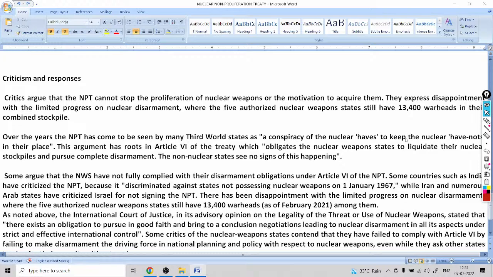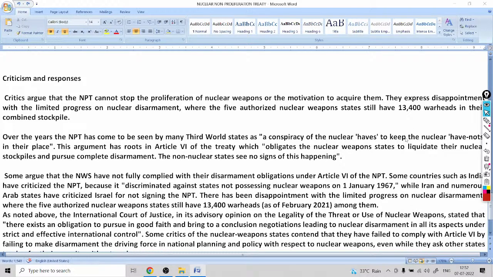So there is a huge multiplication of their nuclear arsenal. That is a big challenge because at present, more than 13,000 nuclear warheads have been built by the five nuclear weapon countries. That means they are on a path of nuclear arms race and had to discourage others from joining that. Over the years, NPT has come to be seen by many third world states as a conspiracy of the nuclear haves to keep the nuclear have-nots in their place. That means, so this is discrimination.